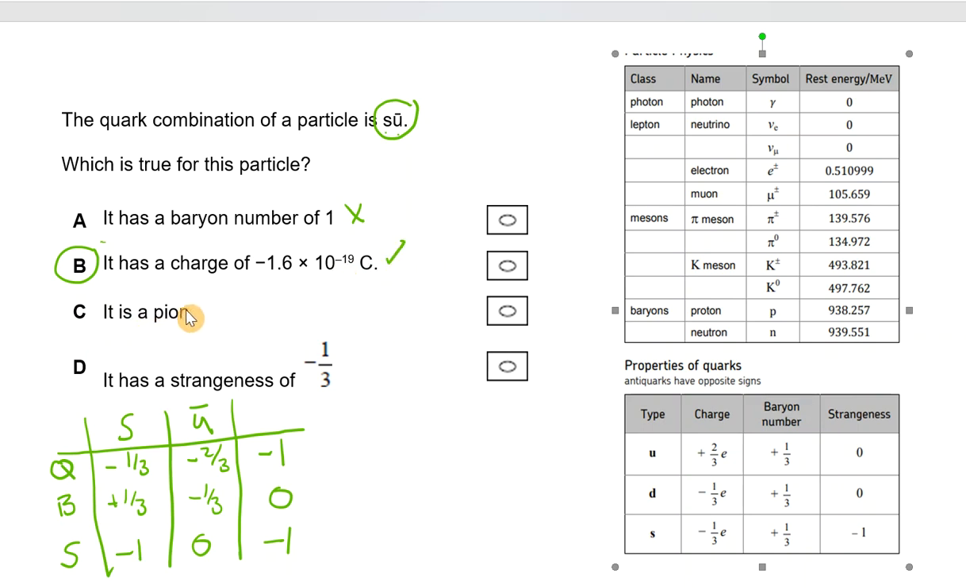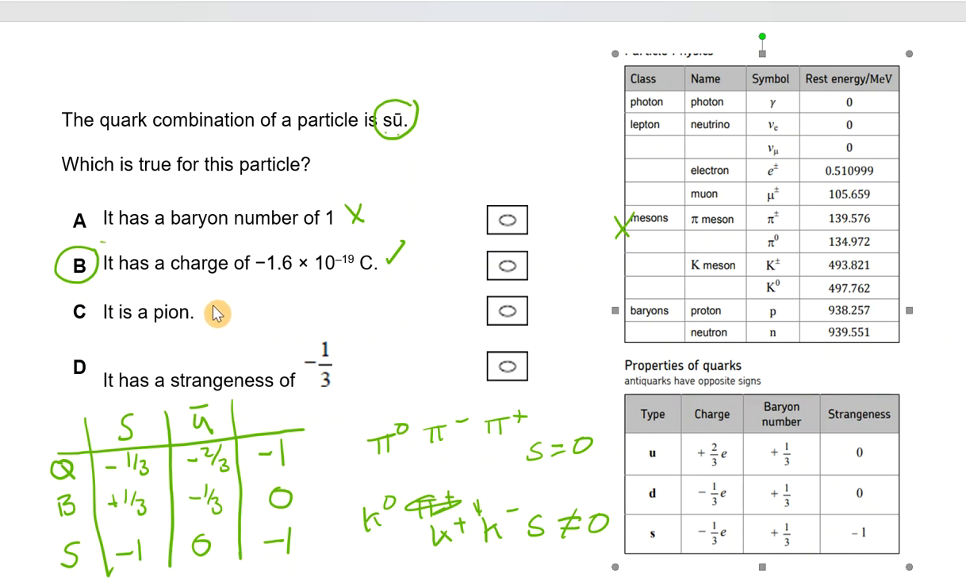It's a pion. No. Pions, or pi mesons, where have we got them here? There we go. You can have a pi 0, a pi minus, or a pi plus. They all have a strangeness equal to 0. The K mesons, or kaons, and again you can have K plus, you can have K0, K minus. They have a strangeness that is not 0. So it might be -1, +1, etc. That's something you need to know.